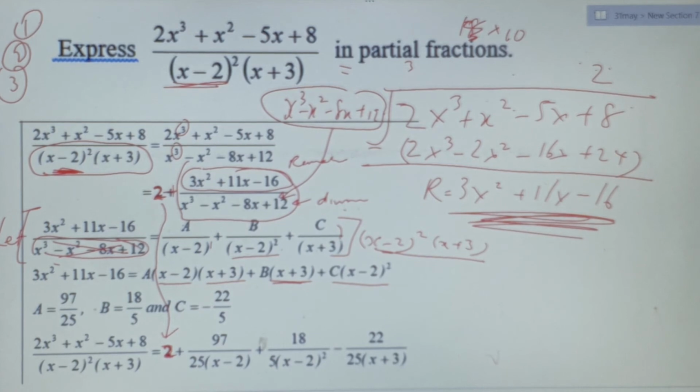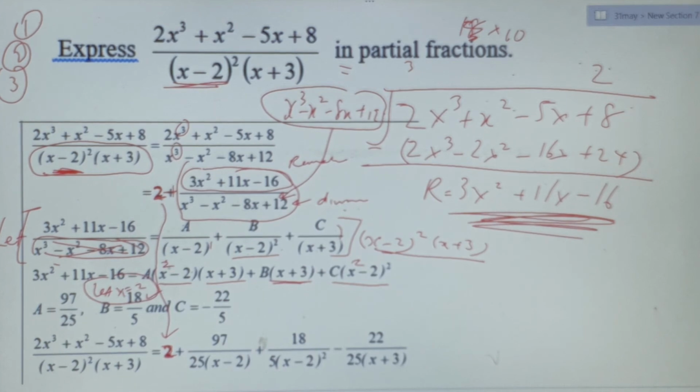Okay? Now, how do you find A, B, C? Very simple. You let x be 2. 2 minus 2, 0. This whole thing will disappear. This whole thing will disappear. This whole thing will disappear. You can find B already. Okay? So, this one is let x equals 2.